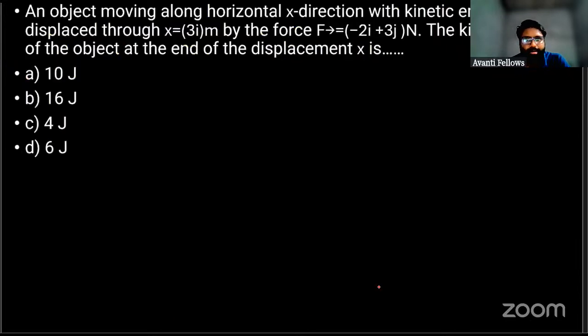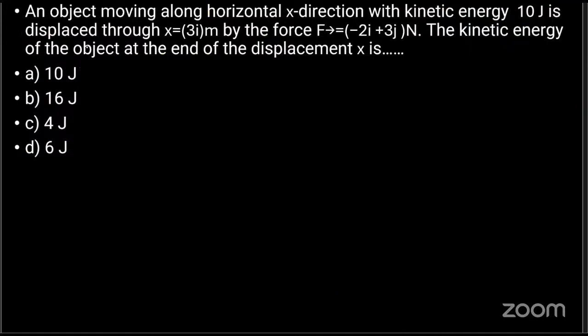Now try to solve a question by this. An object moving along horizontal x direction with kinetic energy 10 joule is displaced through x equals 3 I cap meter by the force F vector equals minus 2 I cap plus 3 j cap. The kinetic energy of the object at the end of the displacement x is? So firstly, we will write the given data. What is the given data here?